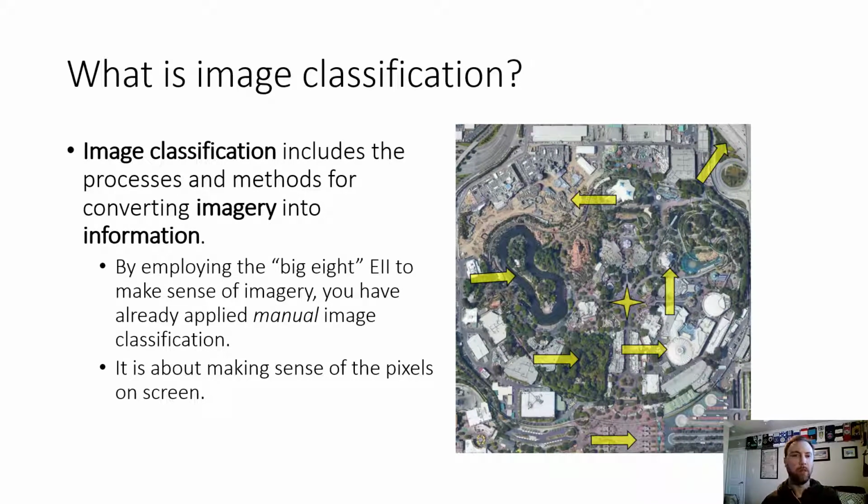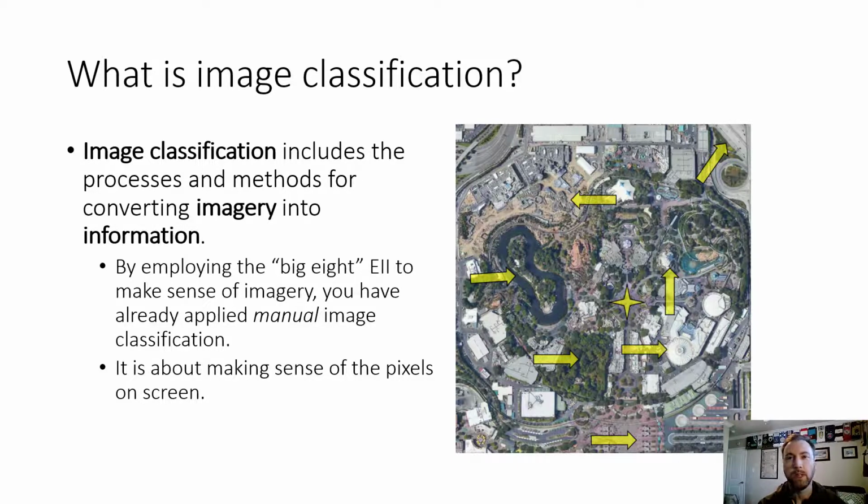So this image should be familiar to you now. The image classification includes the processes and methods for converting imagery into information. By employing the big 8 elements of imagery interpretation to make sense of imagery, you've already applied manual image classification. I call it manual because you do it essentially by hand or by your own eye. In any case, it's about making sense of the pixels on screen.